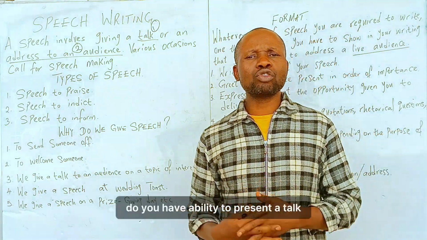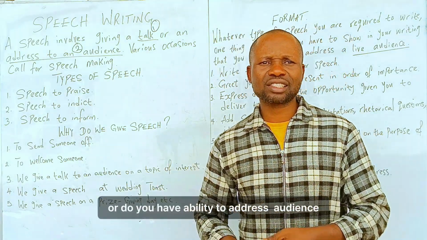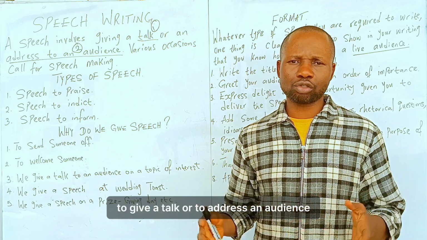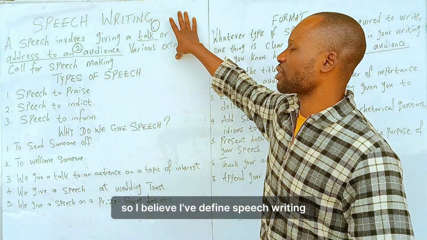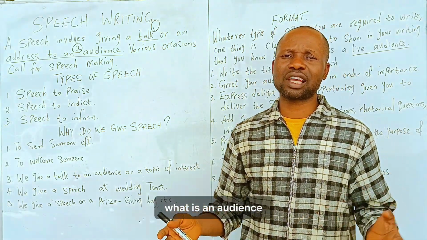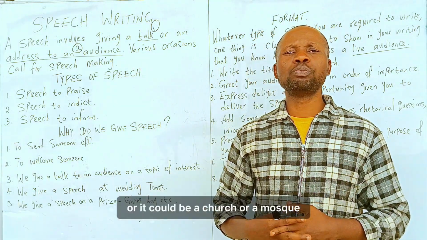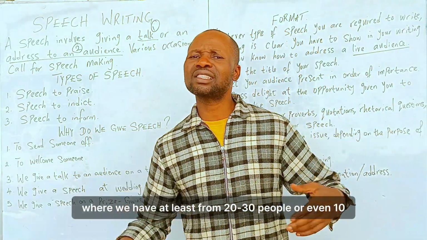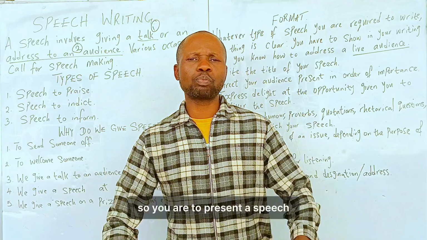WAEC wants to see, do you have the ability to present a talk, or do you have the ability to address an audience? So that is what WAEC wants from you, to give a talk or to address an audience. So I believe I have defined speech writing. Speech writing is all about talk giving or addressing an audience. What is an audience? An audience could be an assembly, it could be a congregation, or it could be a church or a mosque where we have at least 20, 30 people, or even 10. That is an audience.